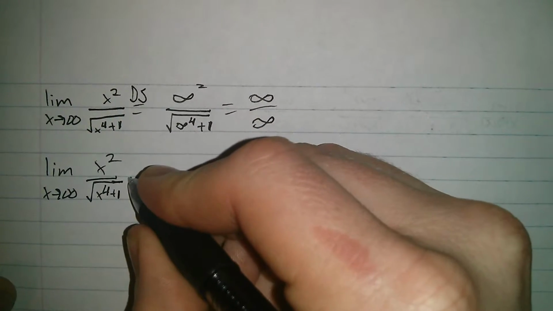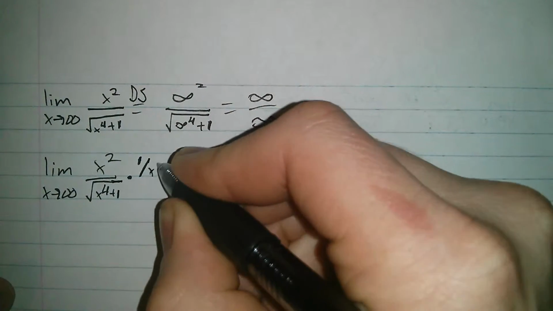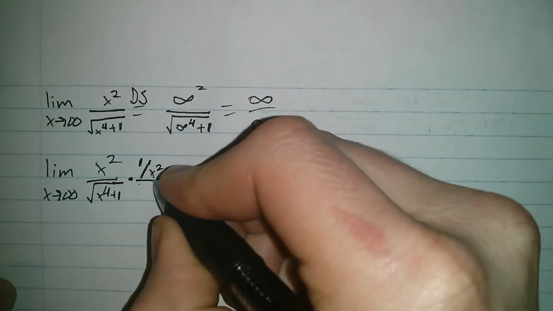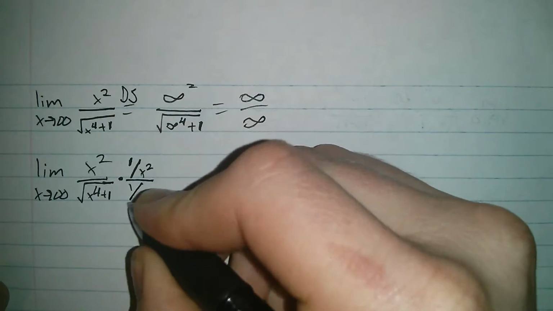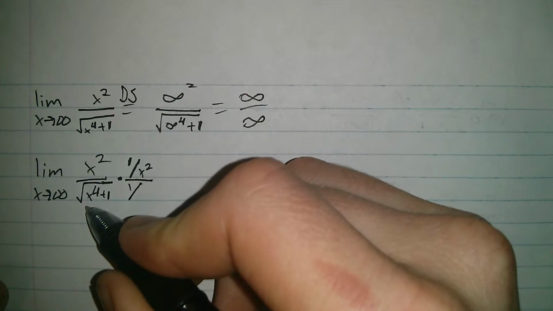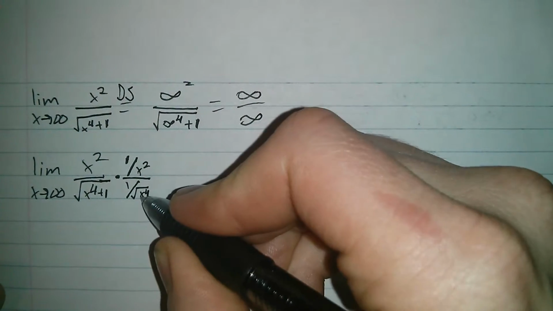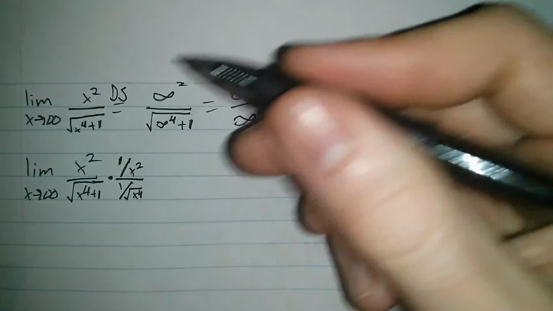So what we're going to want to do is multiply both the top and the bottom by 1 over x squared. Over 1 over, and we'll just rewrite it the same way this x squared is written, even though it's an x to the fourth, square root of x to the fourth. So this is x squared, and this is x squared overall. This is 1 multiplying by 1.